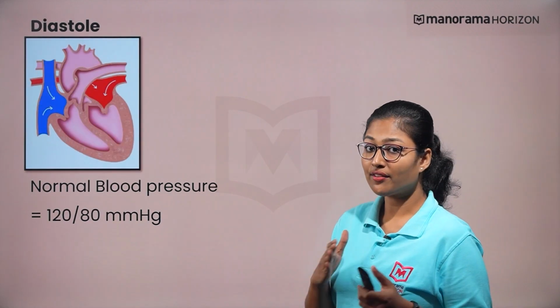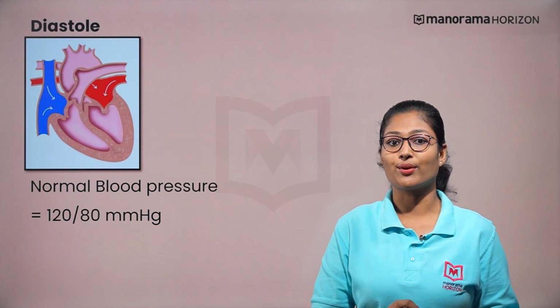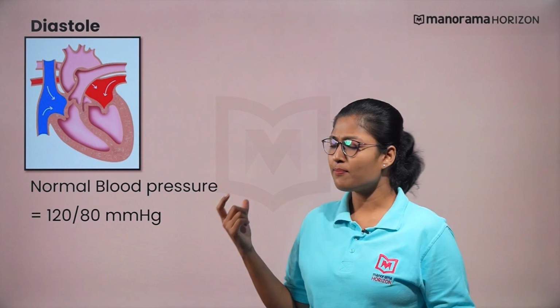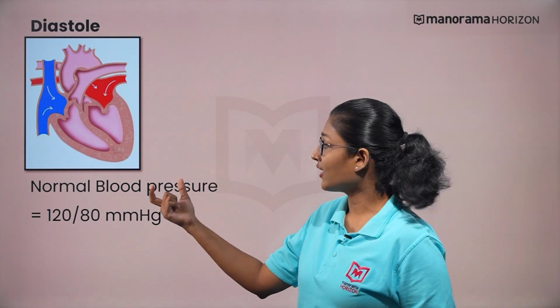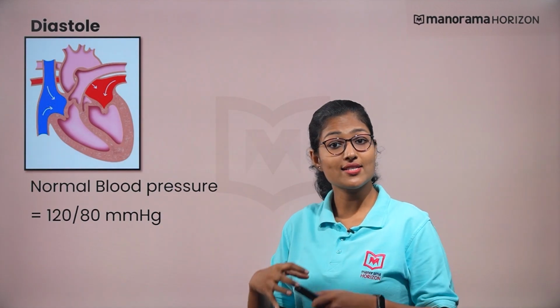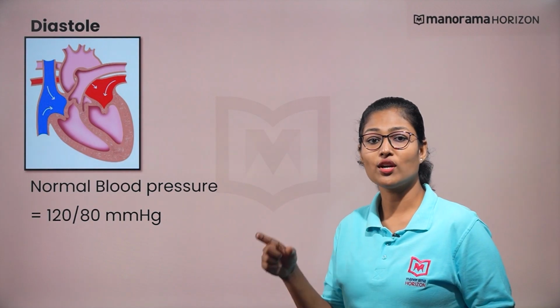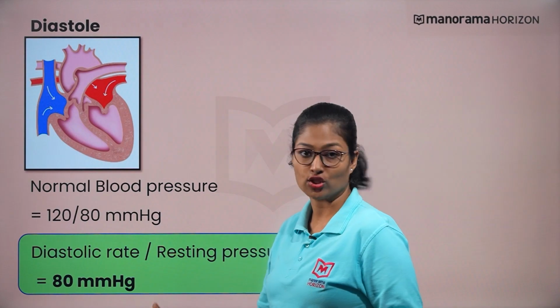The diastolic reading, or the bottom number, is the pressure in the arteries when the heart is at rest between beats. From this image given, what do you infer? This is a condition where the heart receives blood and gets oxygen. So, the diastolic rate or the resting pressure is 80 mmHg.